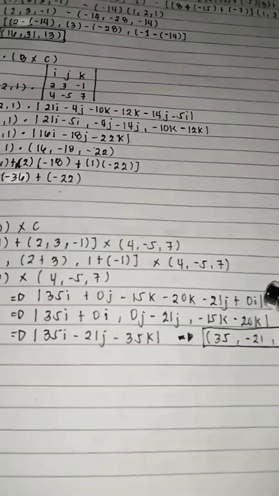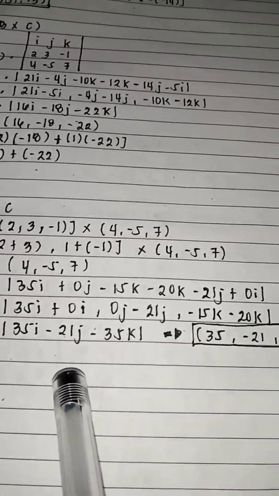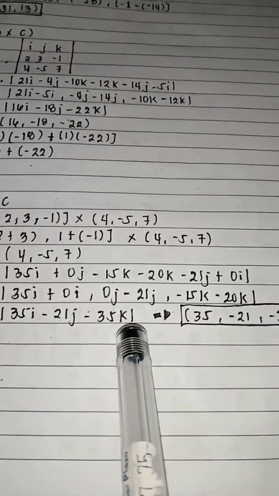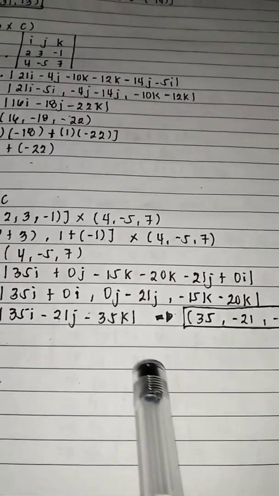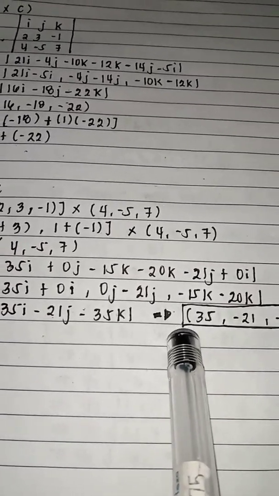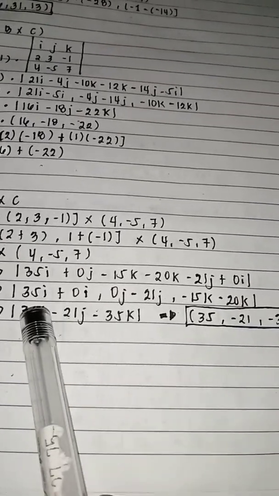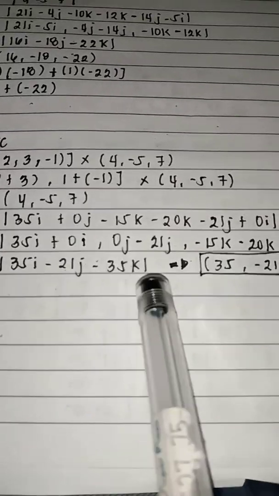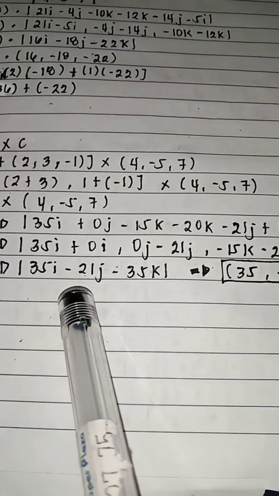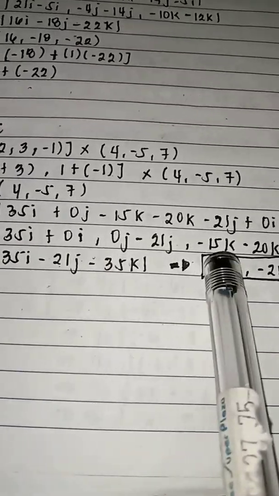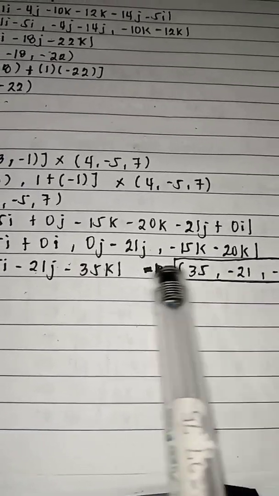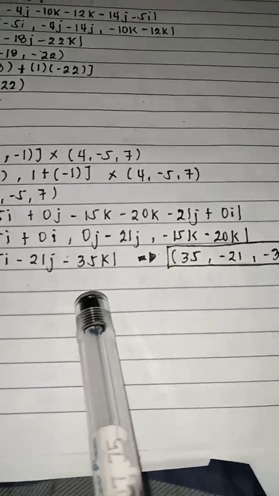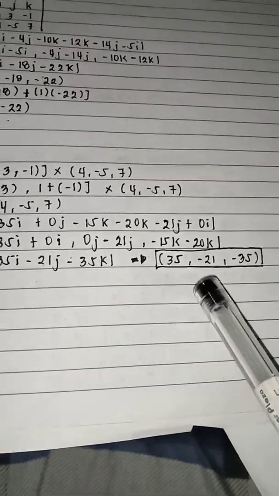So next, combine like terms. So 35i plus 0i, 0j minus 21j, negative 15k minus 20k. So 35i plus 0i is equal to 35i. 0j minus 21j is equal to negative 21j. Negative 15k minus 20k is equal to negative 35k. So the final answer of letter G is 35, negative 21, and negative 35.